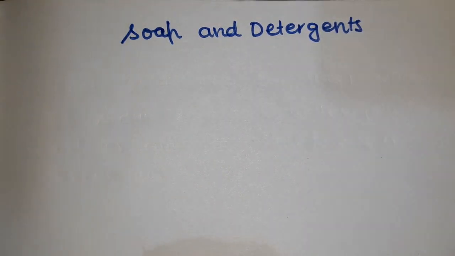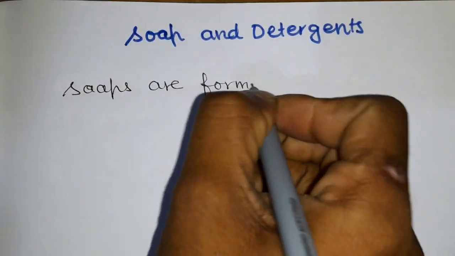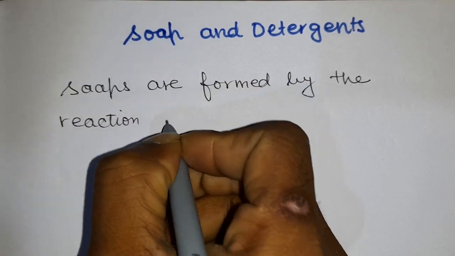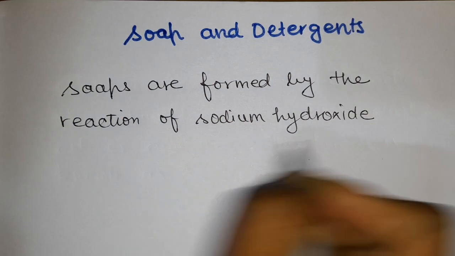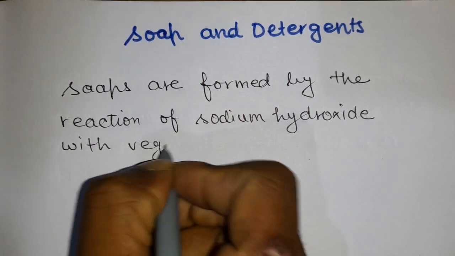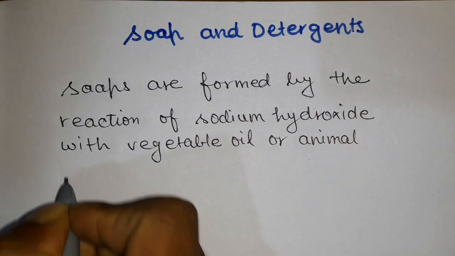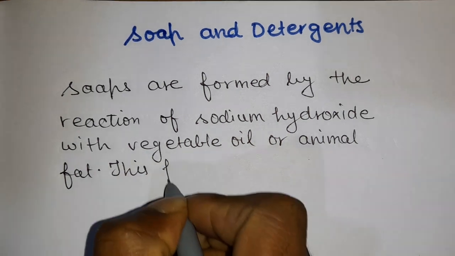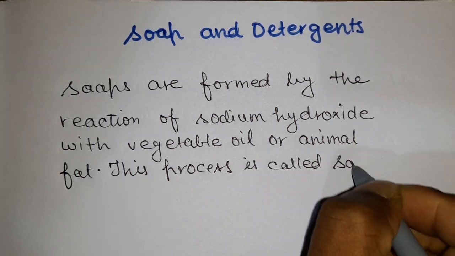In this video we will learn about soap and detergents and their differences. If we talk about soap, then soaps are formed by the reaction of sodium hydroxide with vegetable oil or animal fat, and this process of making soap is called saponification.